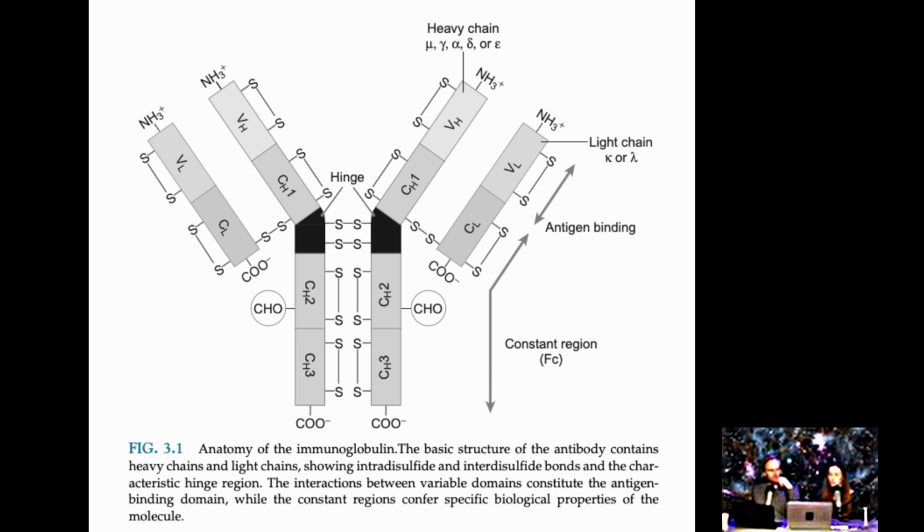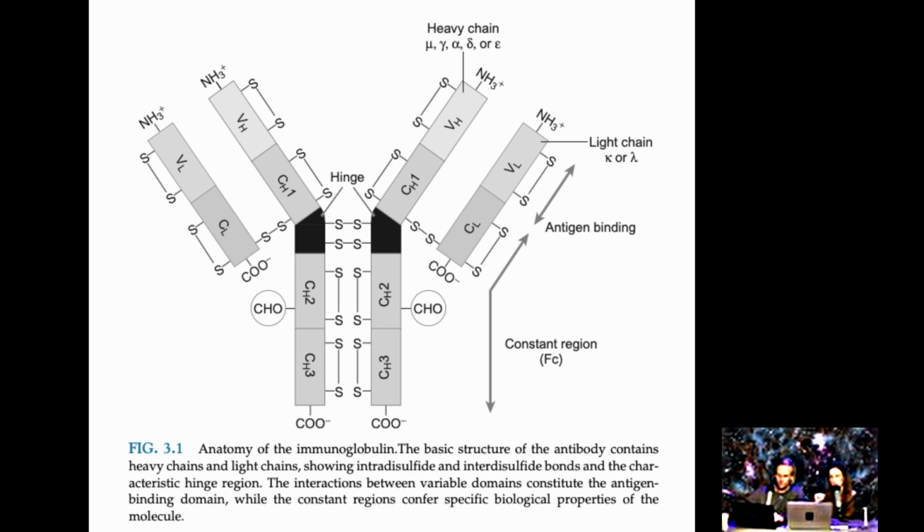Same for T cells. And this is the structure of the antibody that is used to be specific to the cell. Basically, you have a heavy chain, which comes in 5 different formats: mu, gamma, alpha, delta, or epsilon. And this will inform the structure of the antibody.